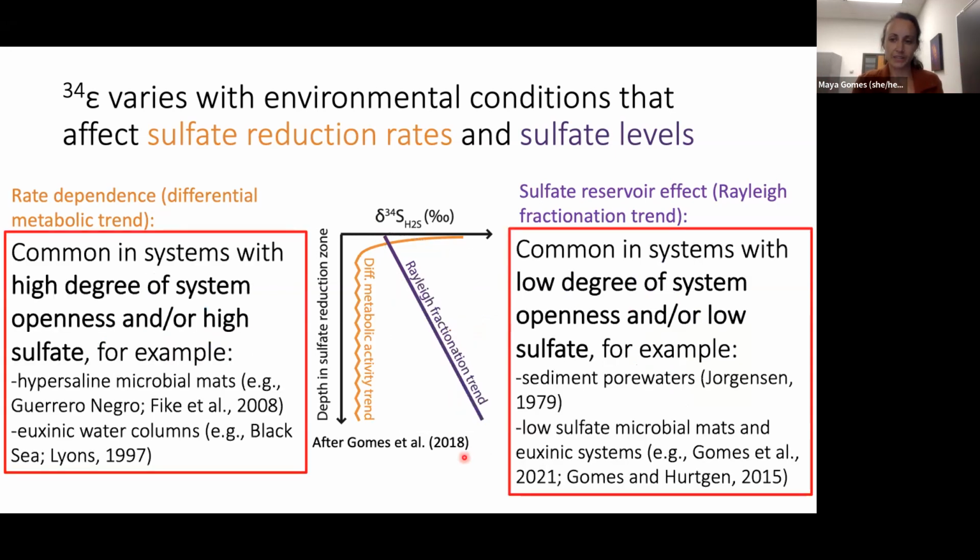And so I'm just going to give a little bit of idea of what types of systems these are common in. And again, there's exceptions to every rule, but generally we tend to find the rate dependence trend dominating in systems with a high degree of system openness and or high sulfate levels. So some classic examples are these hypersaline microbial mats from Baja, California, or the Black Sea, a euxinic water column. Whereas the reservoir effect is usually more common in systems with a low degree of system openness and low sulfate. And so classic examples are sediment pore waters, but these can also be found in low sulfate microbial mats and euxinic systems. So again, these are just two end members, which I think are helpful to think about, but likely in a lot of systems, there's some overlap.